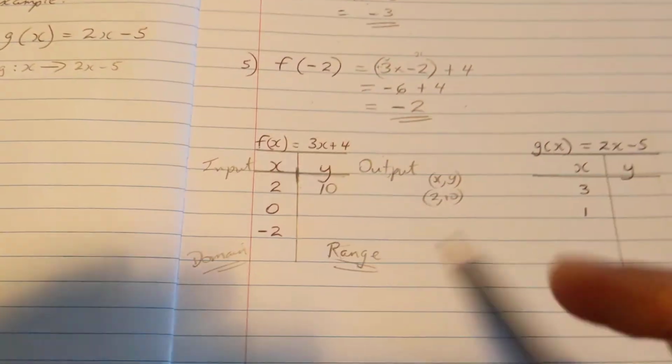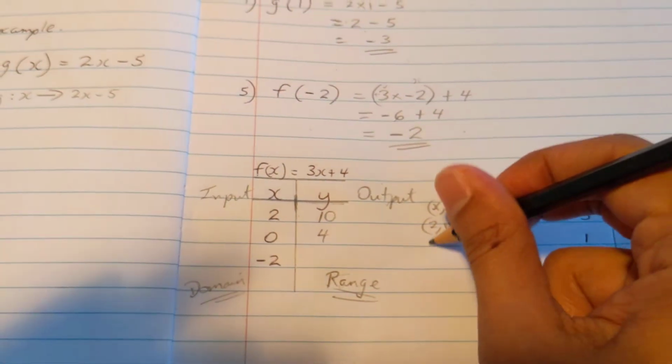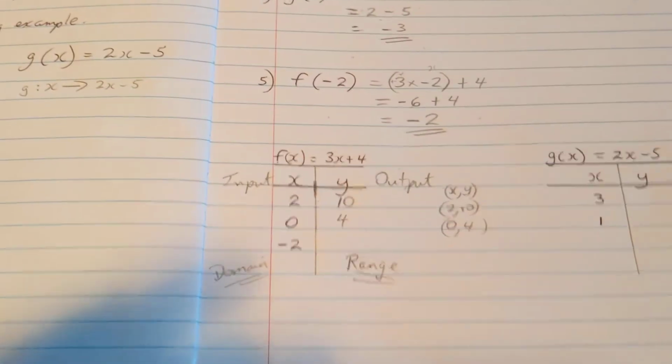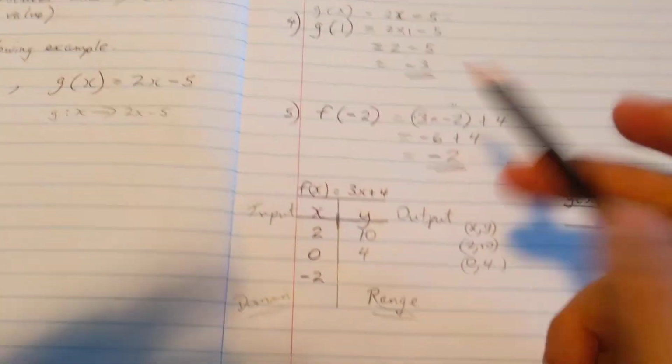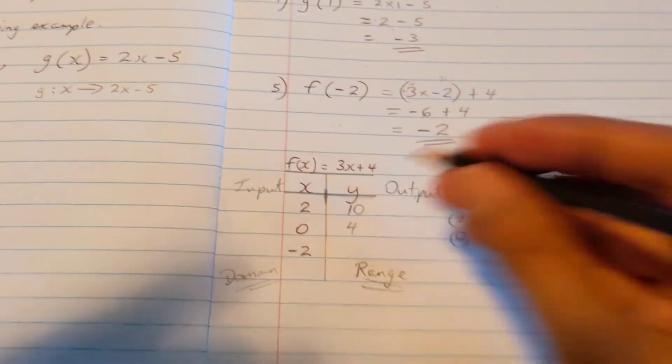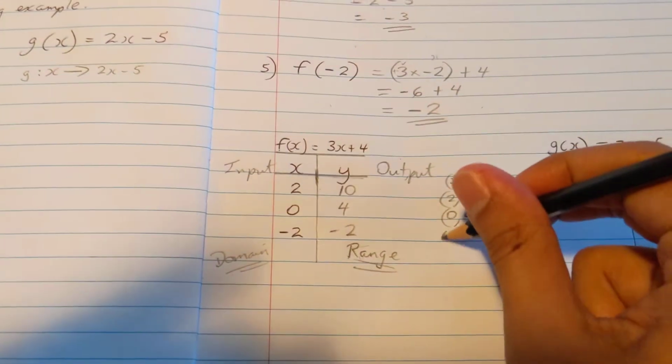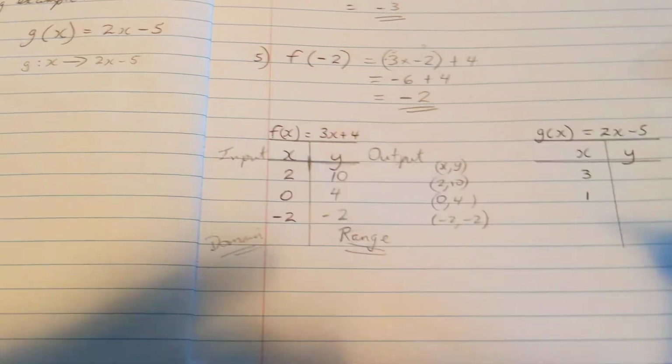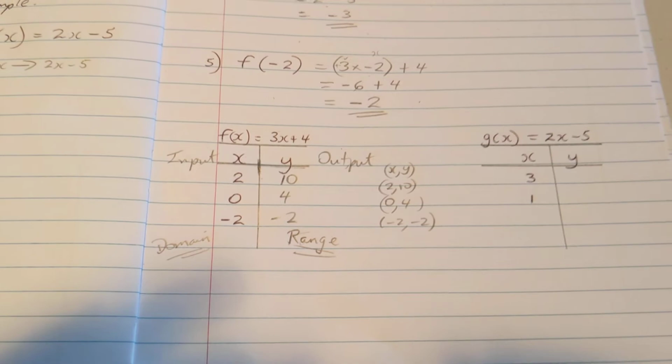All right, same thing, when I had input 0, my output was 4. So graphically, if I wanted to graph that, I take my x value and y value, and I get x is 0, y is 4. Same thing for the last one, minus 2, both of them turn out to be the same number. So graphically, I could start plotting that graph.